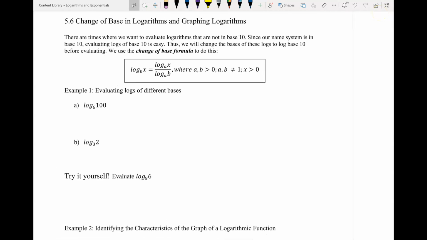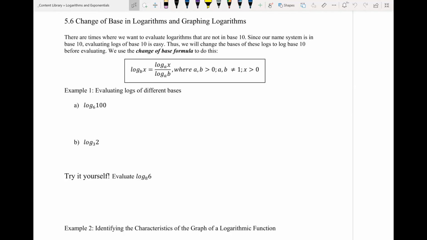Welcome to the next lesson, and we are going to look at graphing logarithms and using the change of base formula. So the change of base formula is when we want to evaluate a logarithm that has a different base, and that base is not 10. The formula we're going to use is log base b of x is equal to log x over log b.